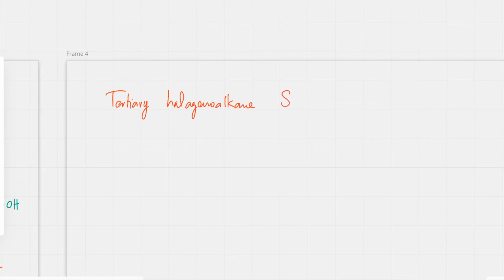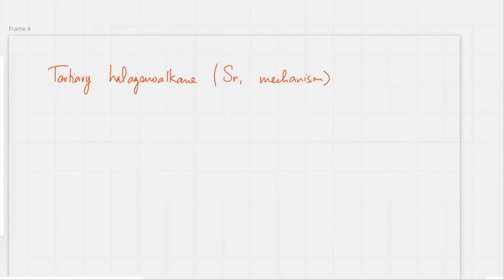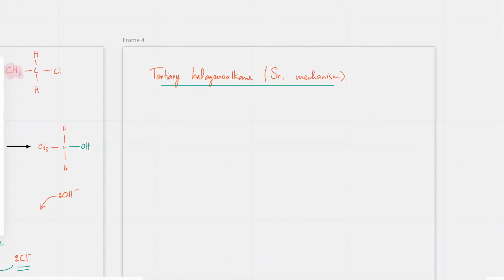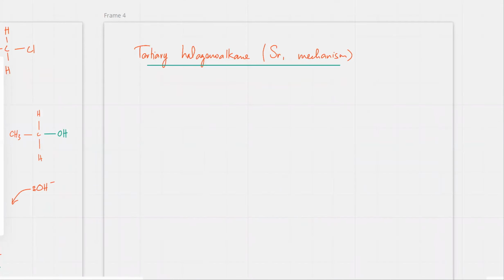Now this one was your SN1 mechanism, and what goes on in tertiary halogenoalkanes. The issue is, in the tertiary halogenoalkanes, you have a carbon atom that's surrounded by carbon chains on all sides. So it's a carbon chain on top, a carbon chain on the left side, and a carbon chain at the bottom as well.